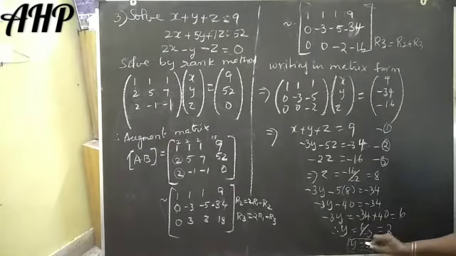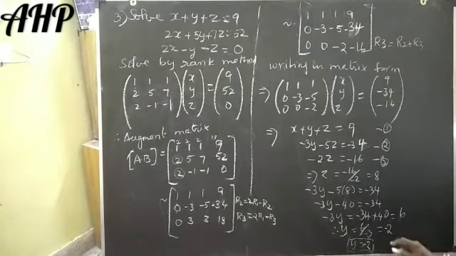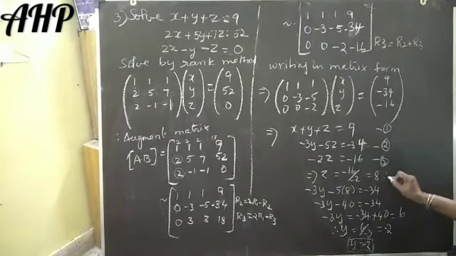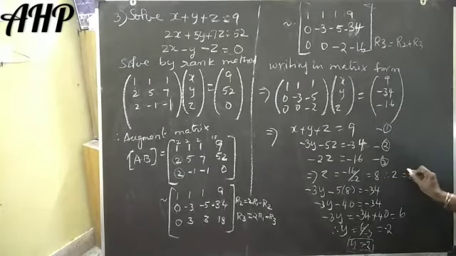Y is equal to minus 2. Plus 6 minus 3 gives you minus 2. Therefore, y is equal to minus 2. Here we have found out z is equal to 8.